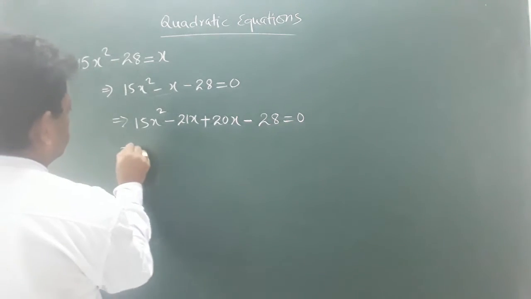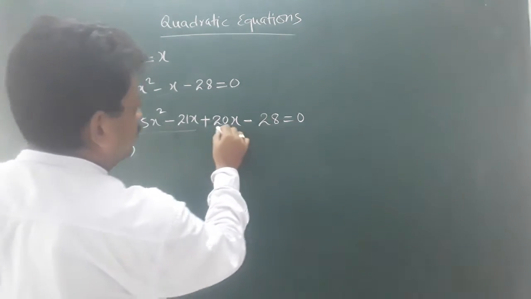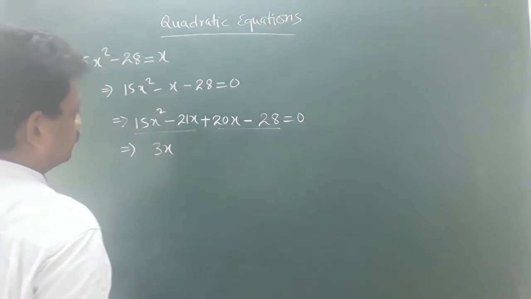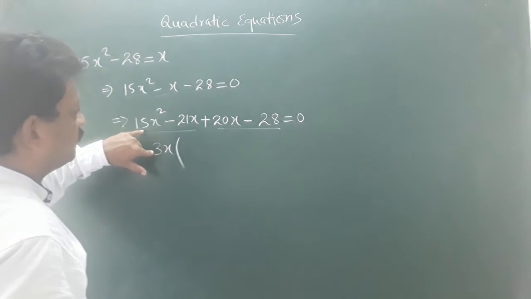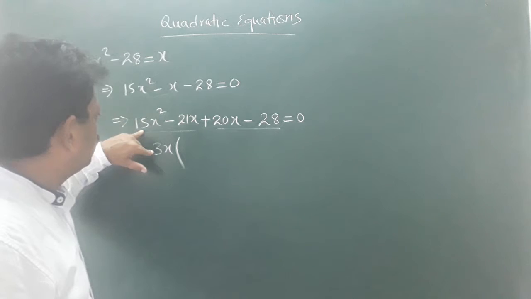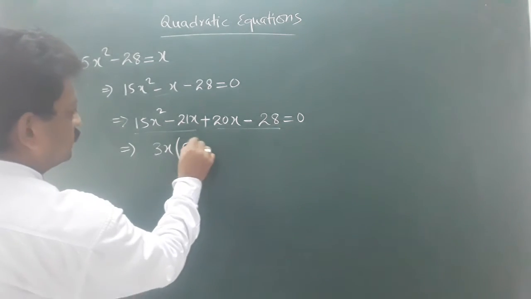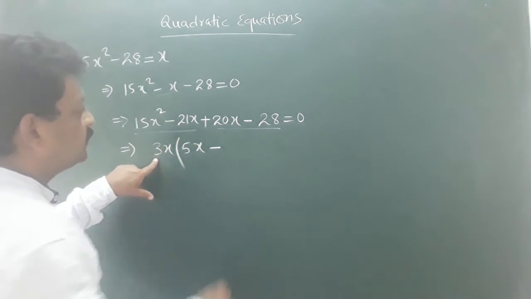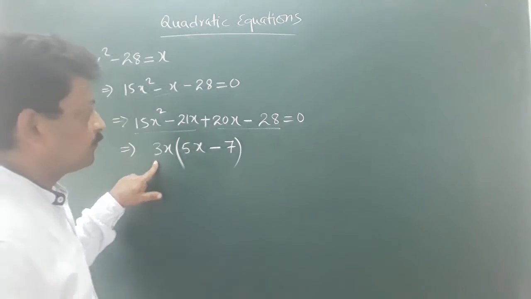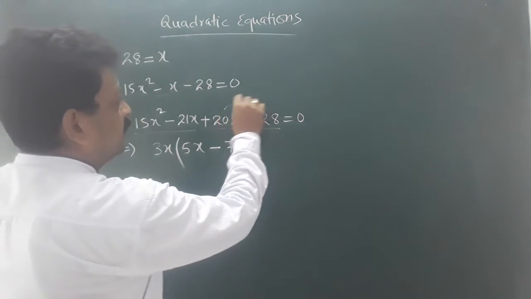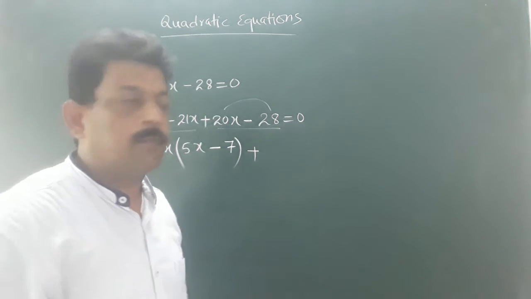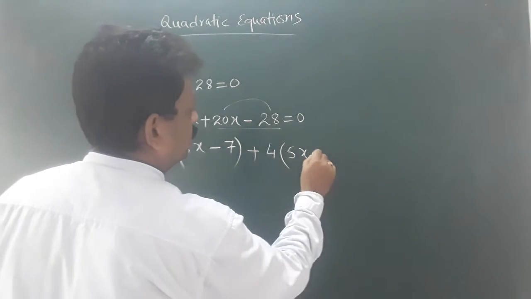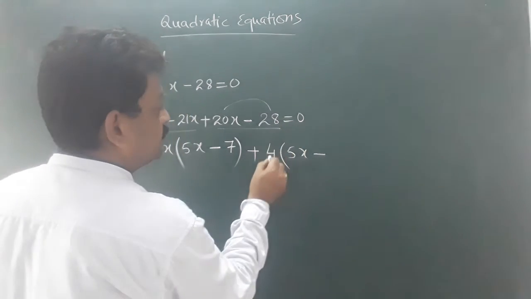Which implies now we have to take common from the first two terms and the next two terms. So for 15x square and 21x, the common factor is 3x. If 3x is taken common from 15x square, then we will get 5x. Similarly, if 3x is taken common from 21x, then it will be 7. Plus from 20 and 28, we can take 4 as common. So it will be 4 times 5x, this sign will be minus, and from 28, 4 is taken common, so it will be 7.